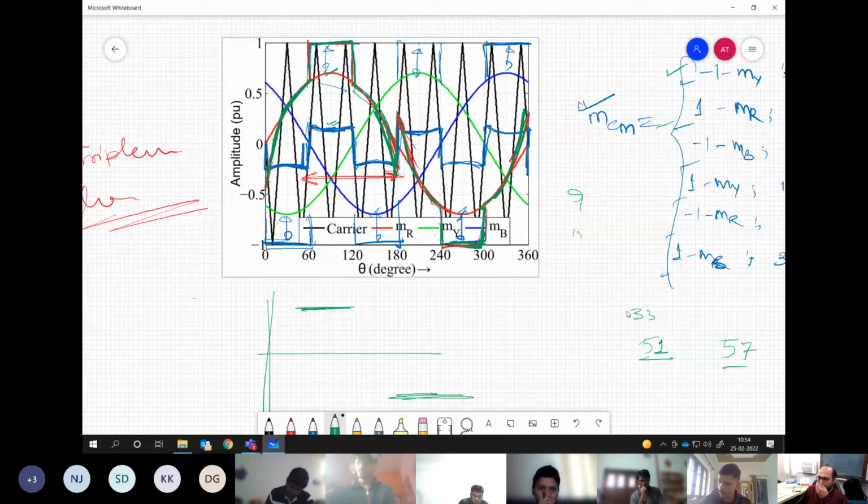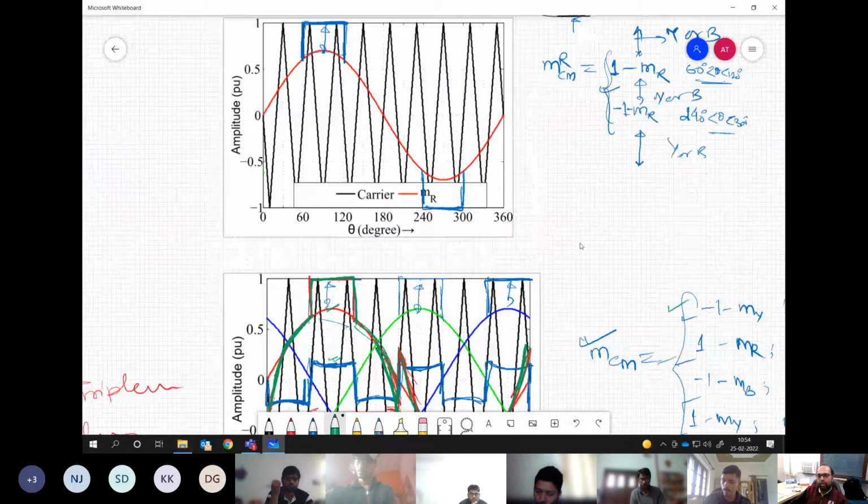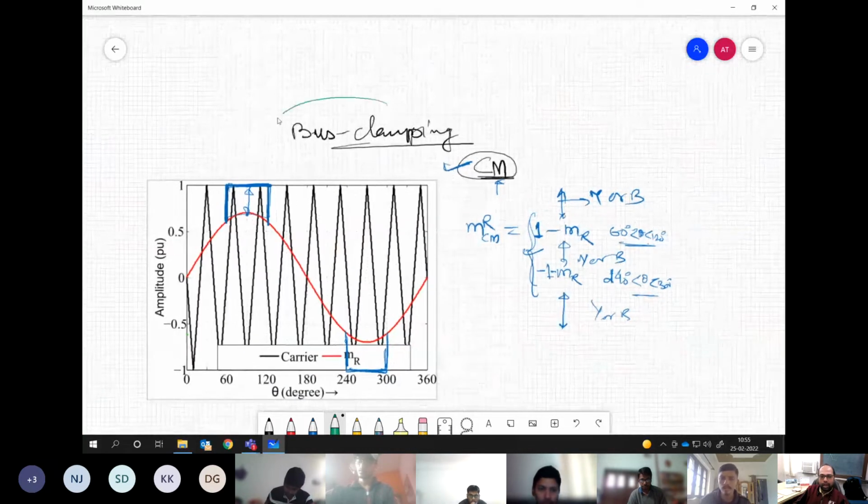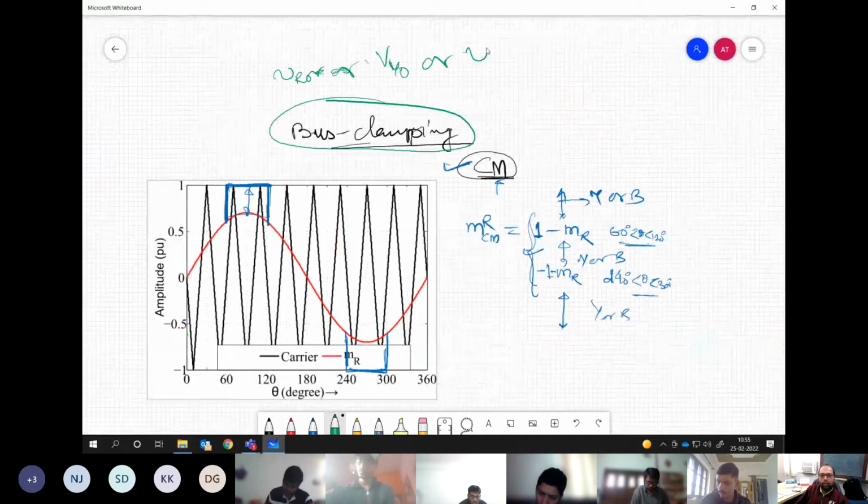Are you understanding my point? So when we classify the type of PWMs, this is broadly called bus clamping. What are we clamping? We are clamping the VRO or VYO or VBO to either plus VDC by 2 or minus VDC by 2. This is the meaning of bus clamping. It is clamped to either the positive DC bus or the negative DC bus.